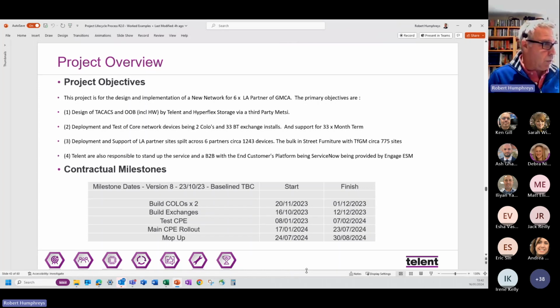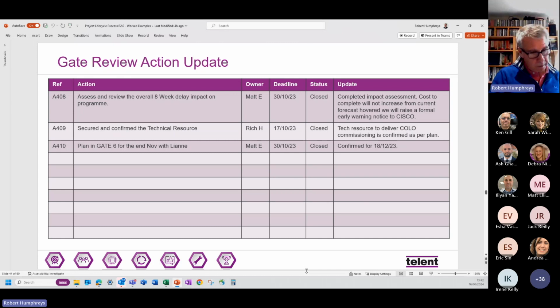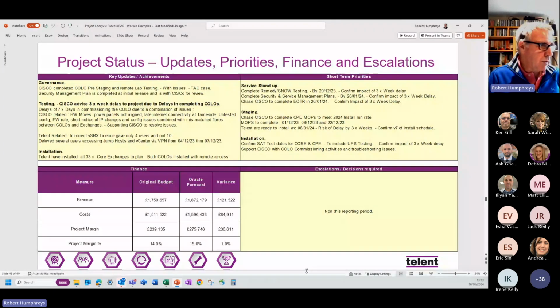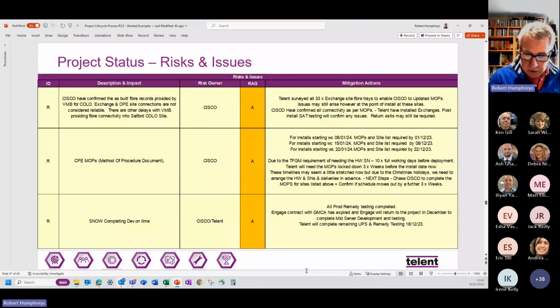We then go through what the actions were from the last time. And once again, making sure that everything that was not completed at the last gate, where are we as far as those actions are concerned? We want to make sure that before we can go through this gate, anything outstanding from the previous gate has been closed. And then once again, the status of the project, it's a cut and paste straight from the contract review pack that you then drop into this. So that shows status, priorities, finance and escalations, and then finally risks and issues.